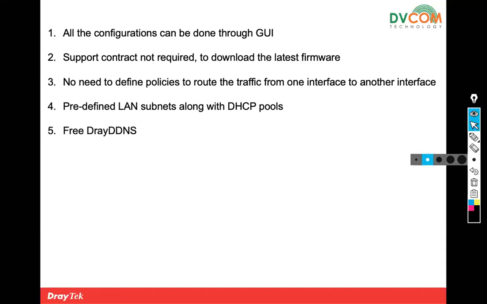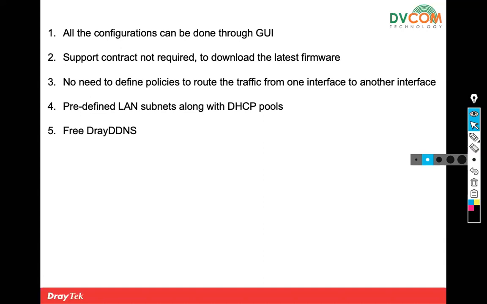Then there is a free DrayDNS. This is one of the very important features, guys. For example, if you apply for an internet connection, mostly you are going to get a PPPoE connection. The PPPoE connection has a username and password. Once you enter the username and password, you get one public IP. This public IP is a dynamic public IP. It's not a permanent public IP. This public IP can change at any time.